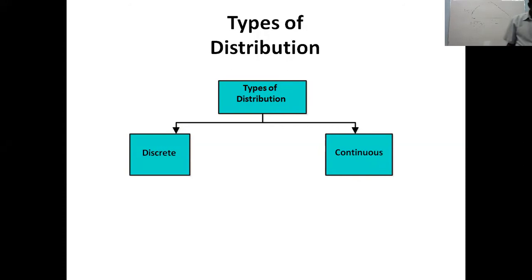What is the difference between these two types of data, discrete and continuous? Anyone? Between intervals, countable. Yeah, discrete is countable. There is no interval, no decimal points in discrete data. In continuous data, you can have any number of values in between two numbers. So that is called continuous data.